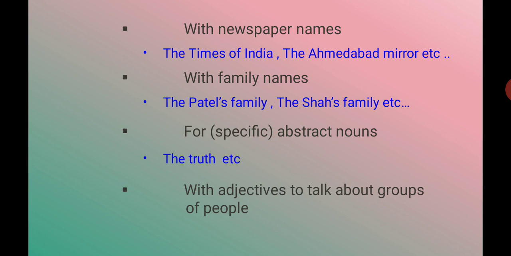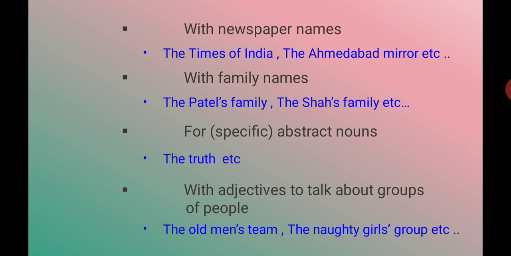Next is with adjectives to talk about a group of people. An adjective describes the noun, and if the adjective describes the whole group, the whole team, at that time we use the. Let's see the examples: the old man's team, the naughty girls group, etc. Right?